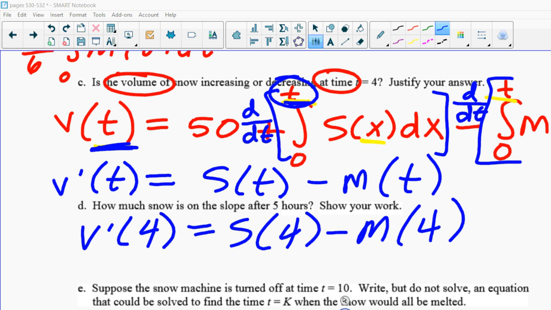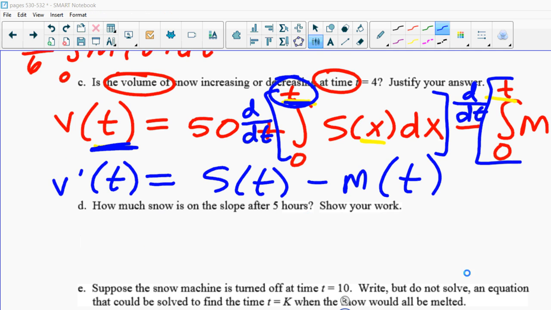What are you getting here? Good. Now remember, this is still for part C, not for part D. V prime of 4 is 11.8. Look at the question. Is the volume of snow increasing or decreasing at time 4? Why is the volume increasing? Because the derivative is positive. Perfect. So all you have to say there is the volume of snow is increasing at 4 hours because V prime of 4 is positive.